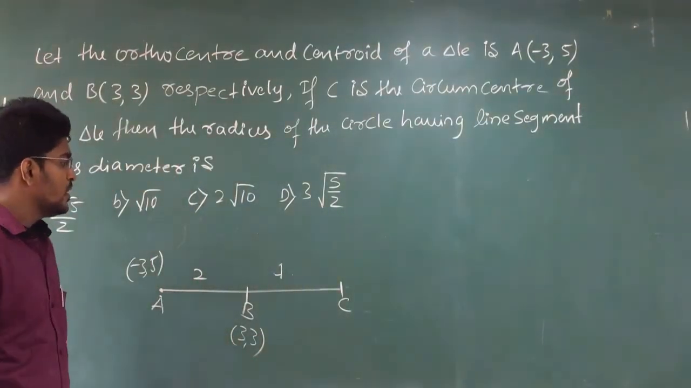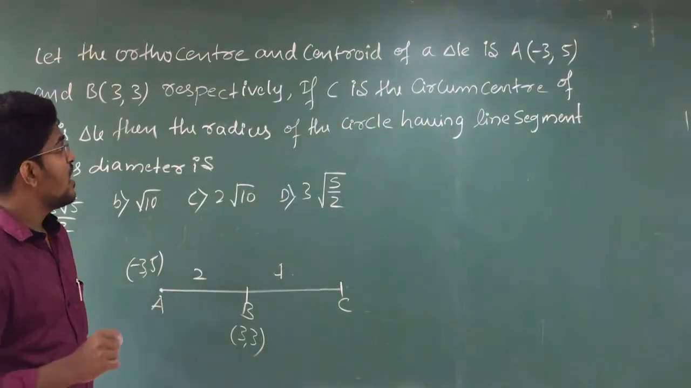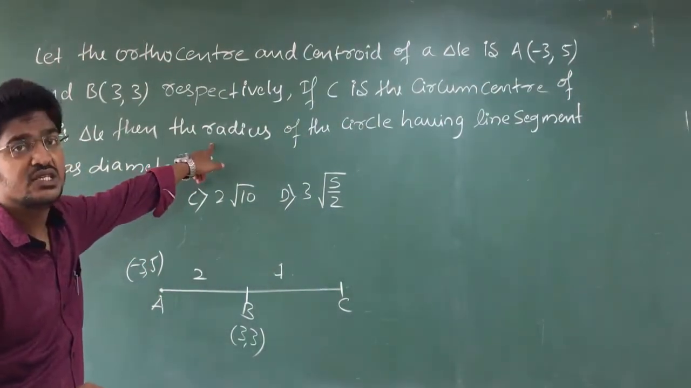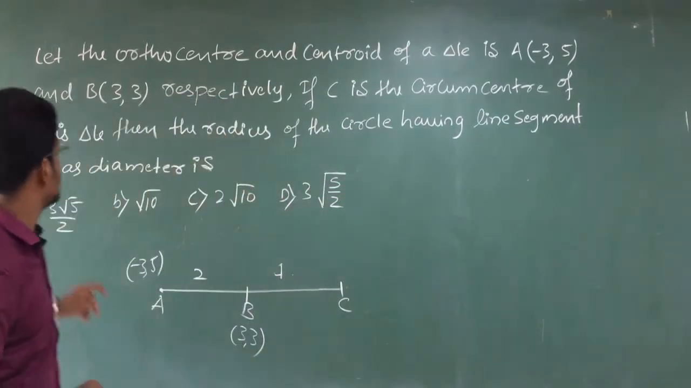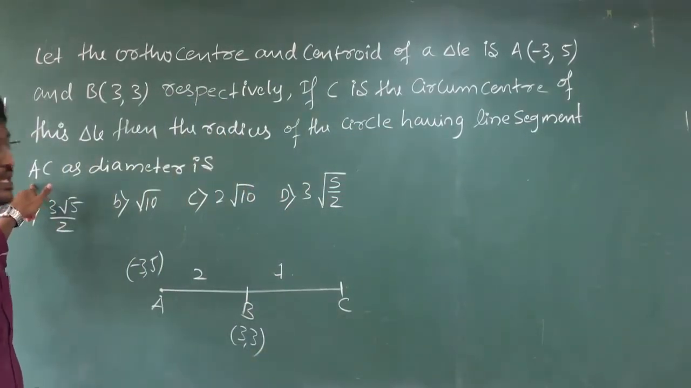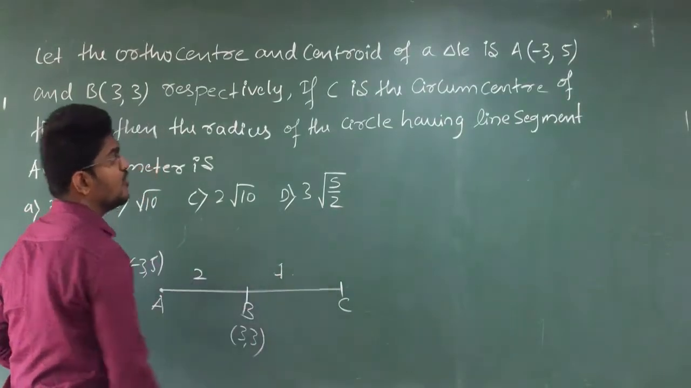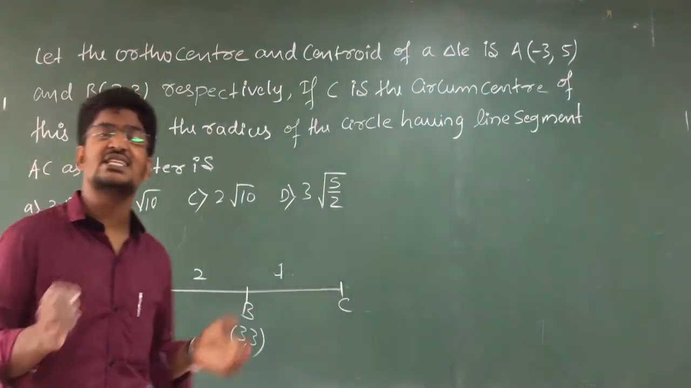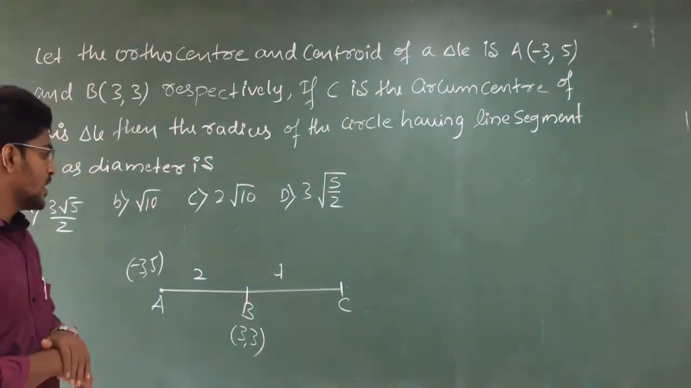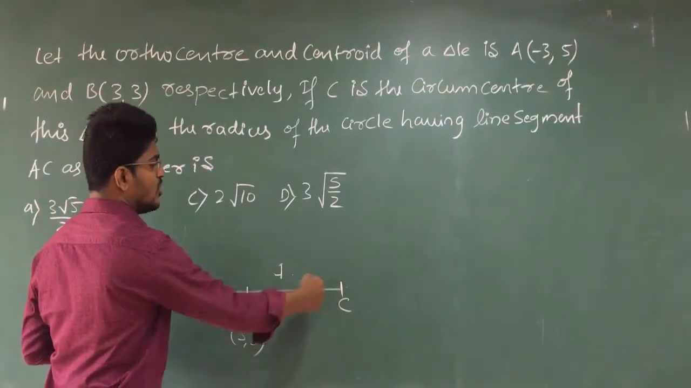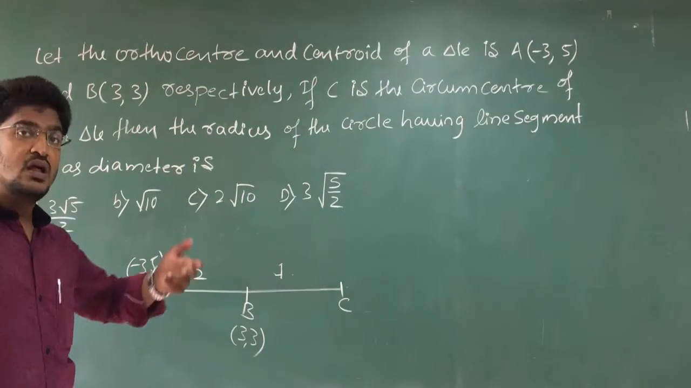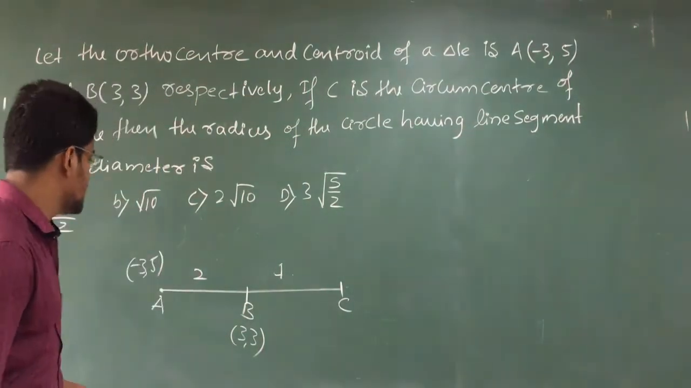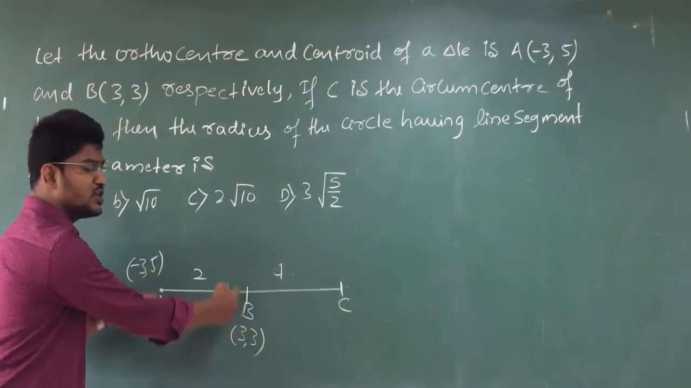So now what are they asking? They are asking the radius of the circle having line segment AC as diameter. This is the diameter of the circle. Then what is the radius they are asking? Clear? Okay. That means we must know the length of AC. Half of that will be your radius. Clear? So for that, I can calculate the distance of AB.